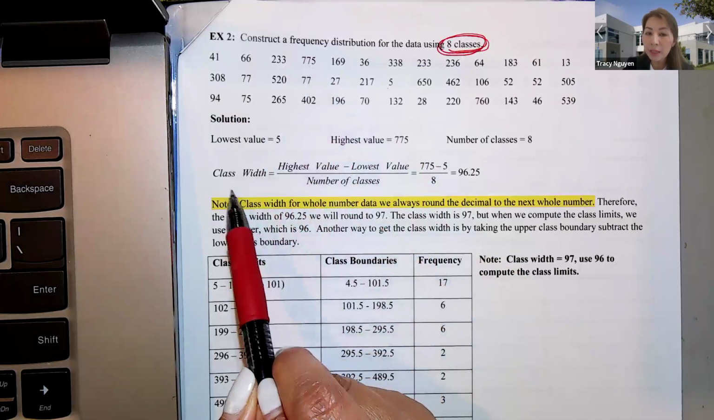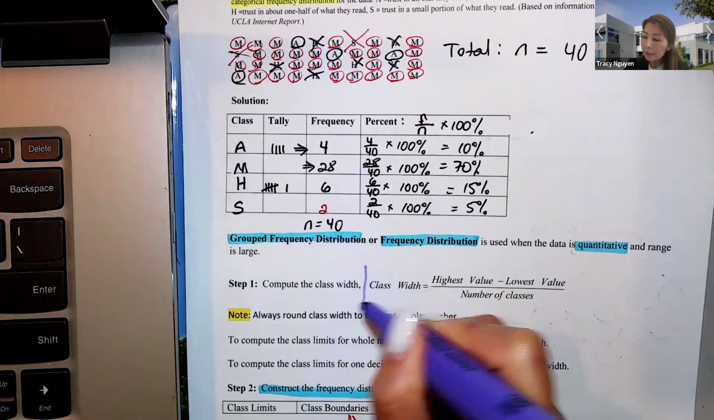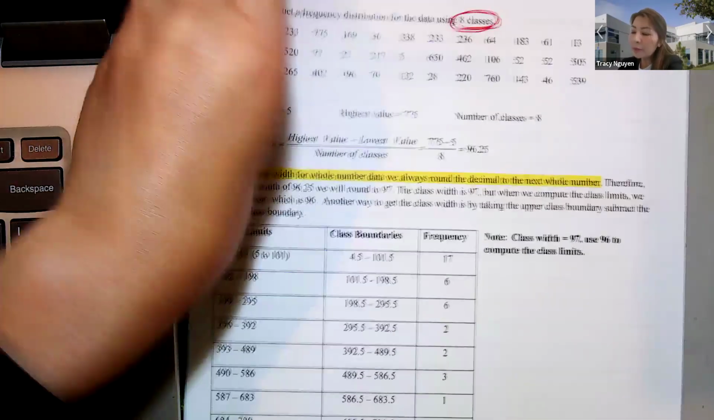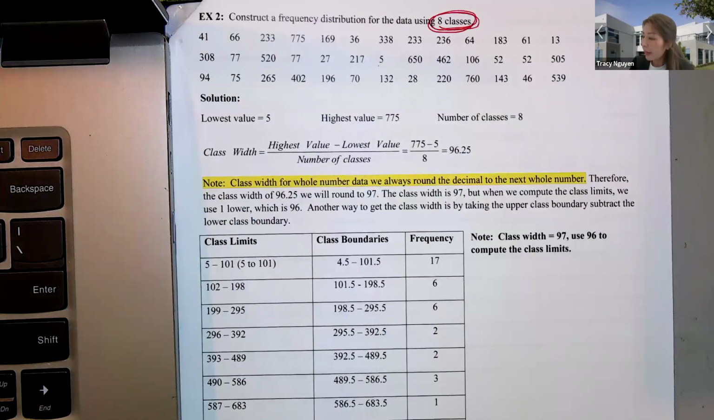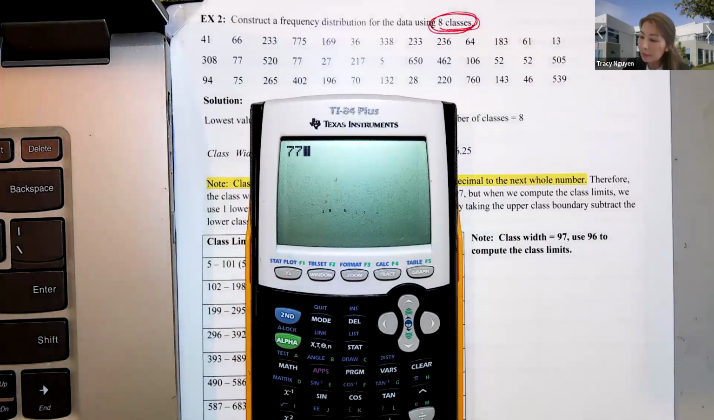From here, we compute the class width. From our formula, the class width equals the highest value minus the lowest value, divided by the number of classes. So here we have the highest value of 775 minus 5, divided by the number of classes, which is 8. 775 minus 5 gives a difference of 770, dividing it by 8, we get a class width of 96.25.